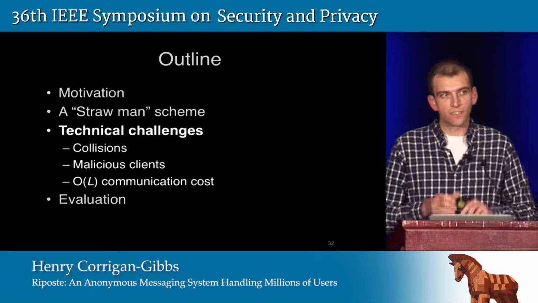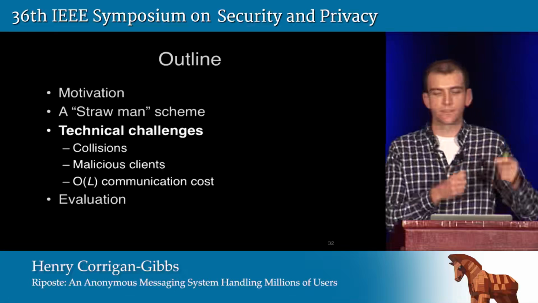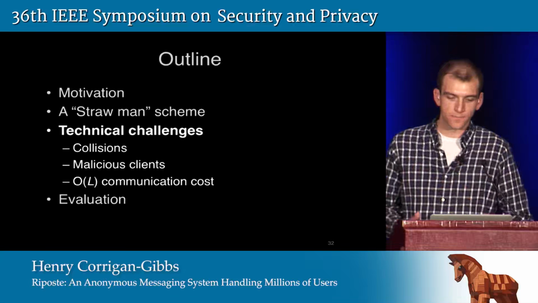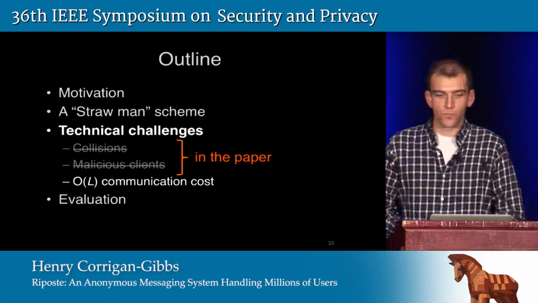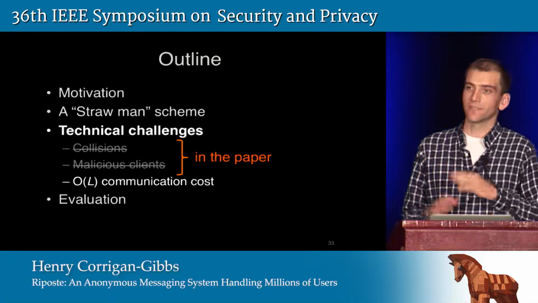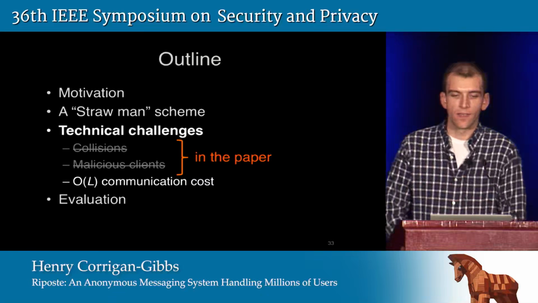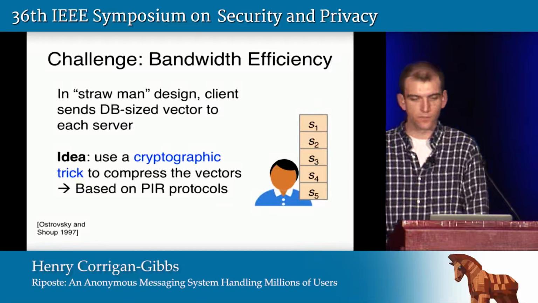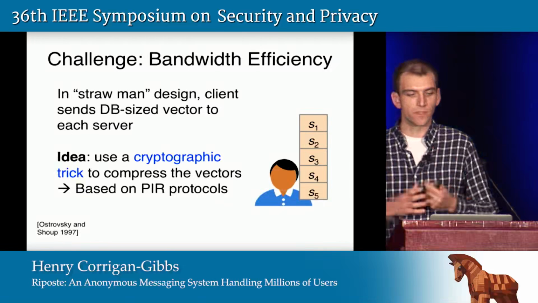We need to deal with malicious clients who send malformed vectors to the servers to try to corrupt the state of the database. And we need to worry about the bandwidth cost, so the cost between the servers and the clients. So for the first two things, I'm just going to point you to the paper. We have solutions for both of these problems. And if you're interested in how that works, you can check it out. I'm going to focus on the third one just to give you a taste of the sort of problem that we had to solve. So the core challenge is this issue of bandwidth efficiency.